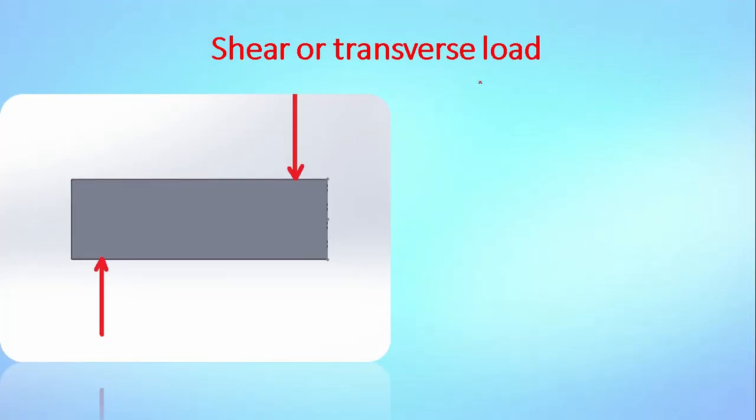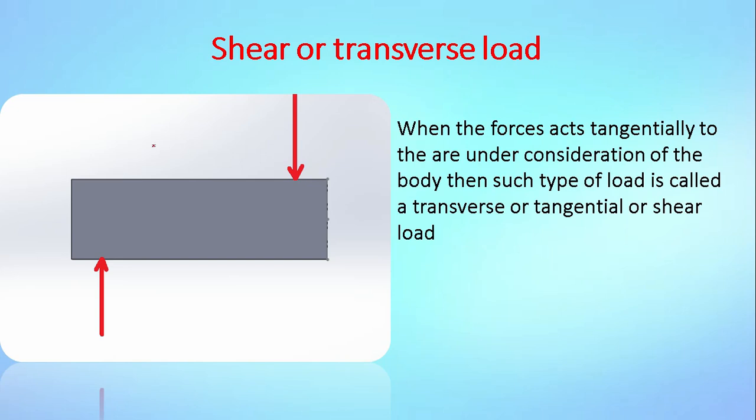Shear or transverse load. Here you can see in this figure two loads are opposite in manner, but they are not collinear. They act at a distance. So when the forces act tangentially on the body under consideration, such a type of load is called transverse or tangential shear load.